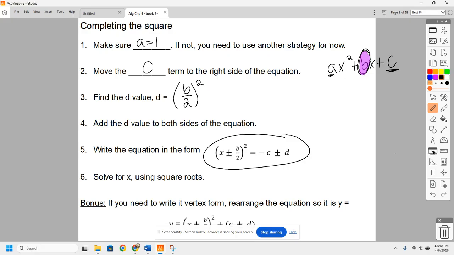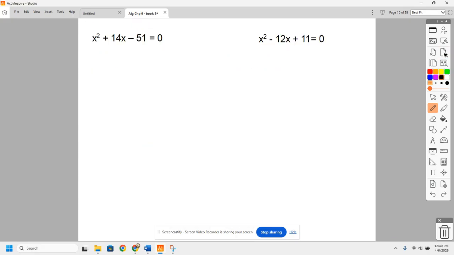So let's try some examples. So first off, we have to make sure a equals 1, which it does. Then we're going to move our c term. So I'm going to add 51 to both sides. I have x squared plus 14x is equal to 51. Now I'm going to go over here to the side, and I'm going to go find what d equals.